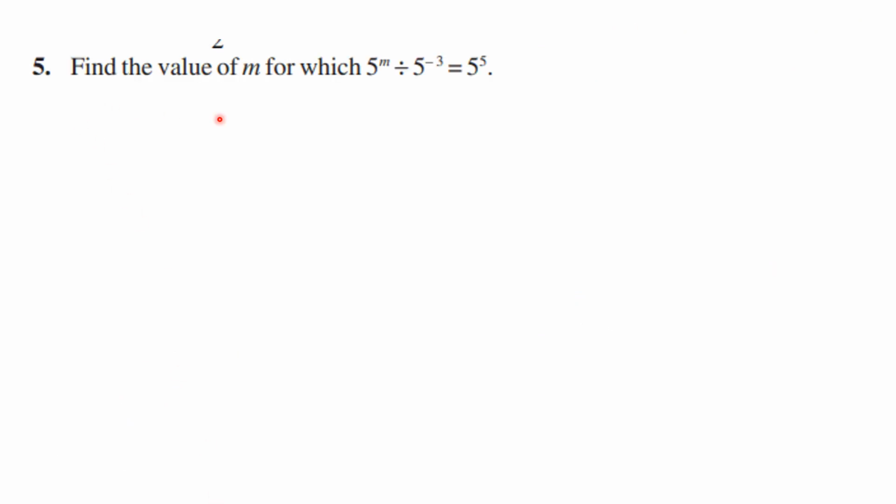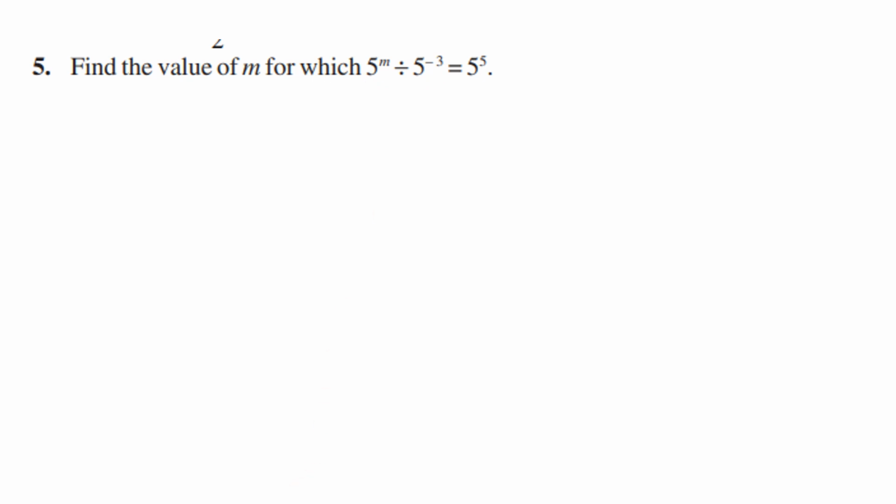Now question number 5. Find the value of m for which 5 to the power m divided by 5 to the power minus 3 is equal to 5 to the power 5. So for such questions, you have to see the left hand side. If you see the left hand side, you can see that base is same, isn't it, 5? And in the right hand side also base is 5, isn't it? So base is same in the left hand side also, right hand side also. And in the left hand side, if you can see, there is a division, okay? And base is same, so I am going to use the division law. So what will it become?